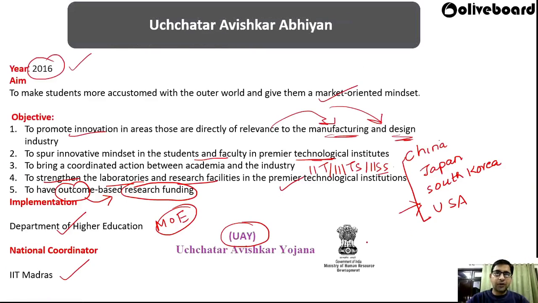So this is all about Uchchatar Avishkar Abhiyan. Let me summarize it. This Uchchatar Avishkar Abhiyan was launched in the year 2016, and the main focus is to build a market oriented mindset in the students. The focus is mainly on manufacturing and design industries, collaborating academia and industry together, and it is based on outcome based research funding. This scheme works under the Ministry of Education, and the national coordinator is IIT Madras.